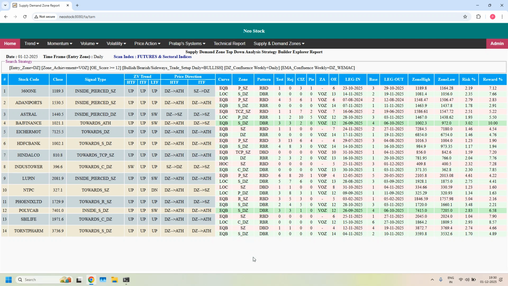Provided lesson 20 checklist items are satisfied. Otherwise, higher chances of zone violation. This is a very, very important point.